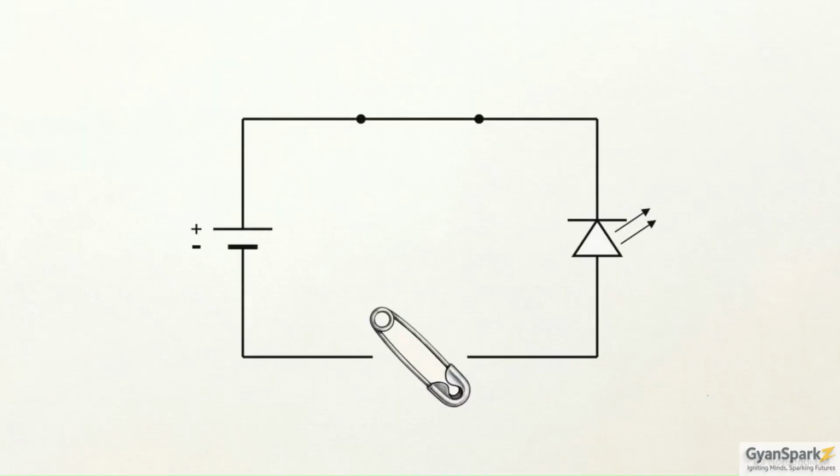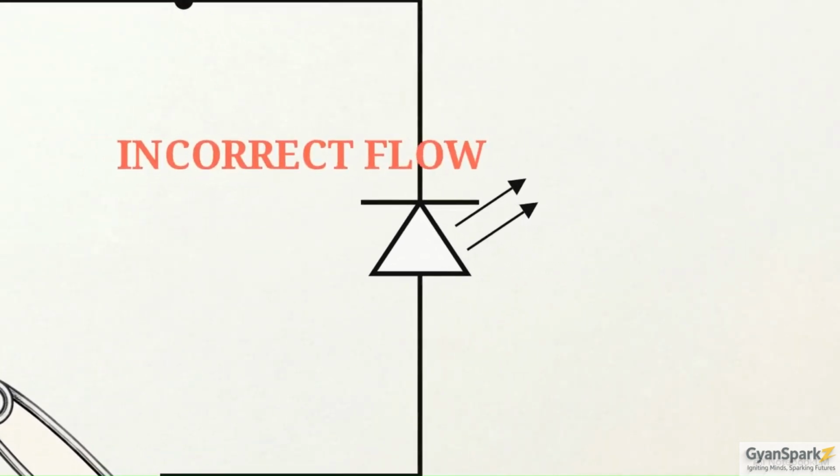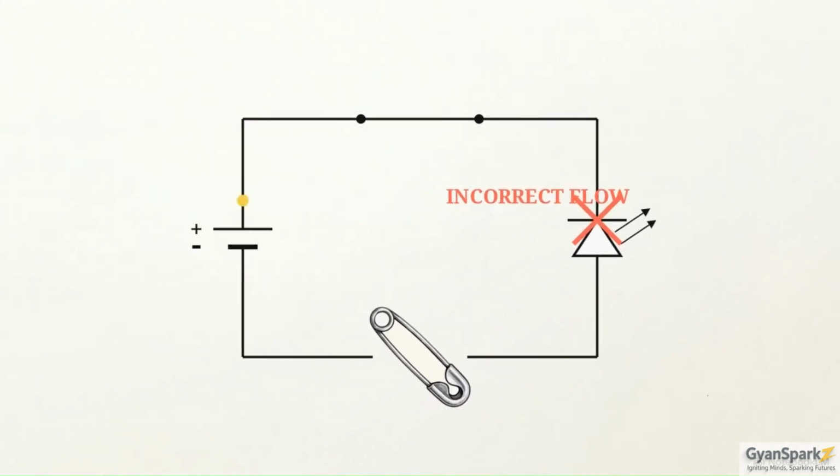Let's test this completed diagram: a battery, closed switch, metal safety pin bridge, and LED. Will it light up? No. The pin closes the loop, but the LED is backward. Its short negative wire connects to the battery's long positive line, blocking current entirely.